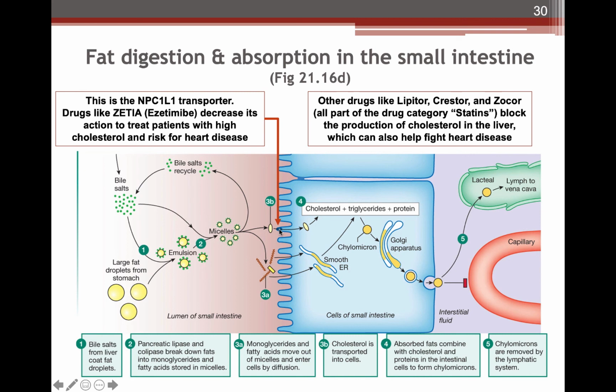That's a carrier protein. It gets the super sexy name NPC1L1 transporter. Who named this? Come on, be a little bit more creative. Call it the cholesterol transporter or something like that. No, it's called the NPC1L1 transporter.